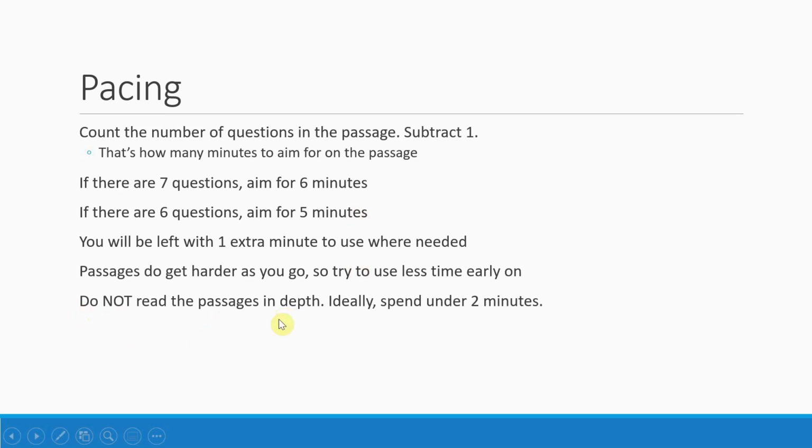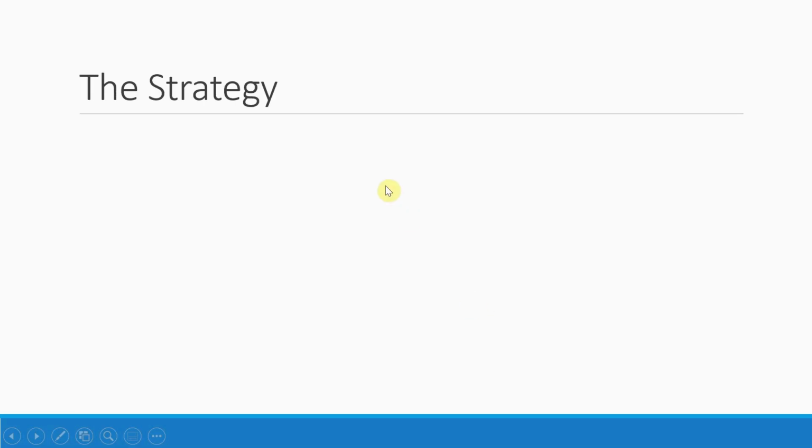Do not read the passages in depth. It's going to take a lot of getting used to, but you don't really need to know all the little details because it's very dense language and it will slow you down a lot. Ideally, you're going to do the entire read in under 2 minutes. So, how do we handle this?